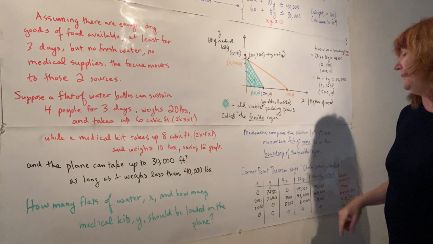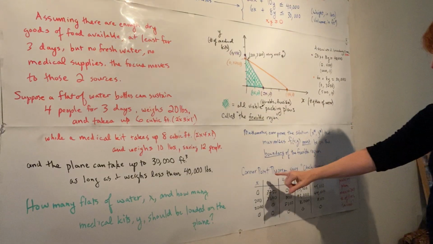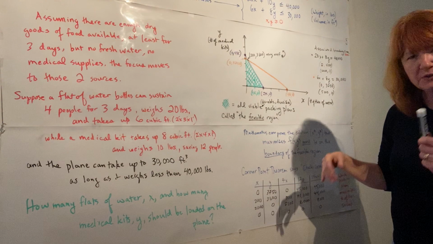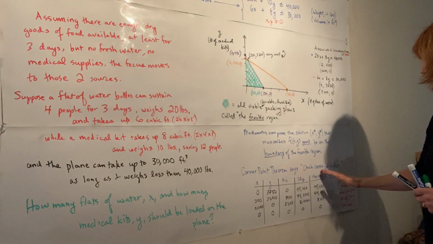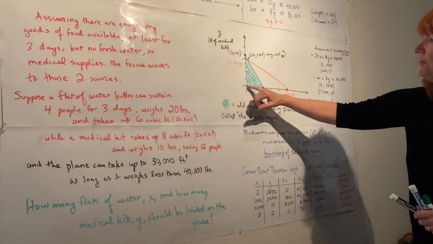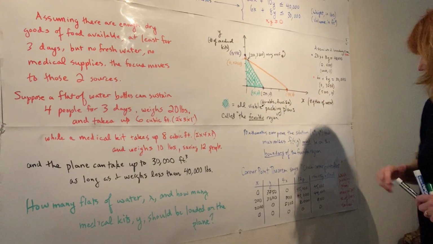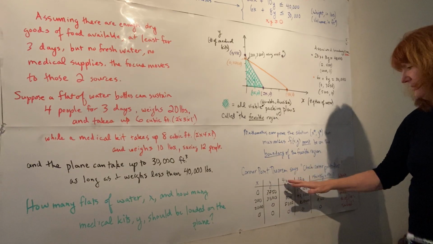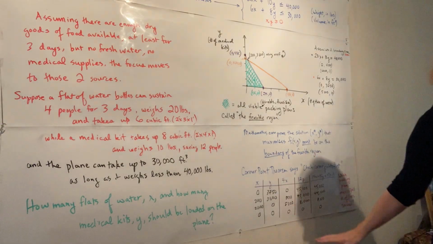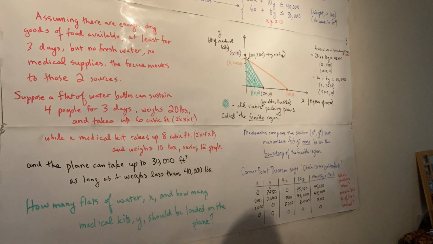Okay, and the corner point theorem says you can find the solution most quickly by first starting with checking the corner points. Where do those boundaries intersect? Okay. So here is a corner point table. Make sure you guys can see that. Let's take a look at that.